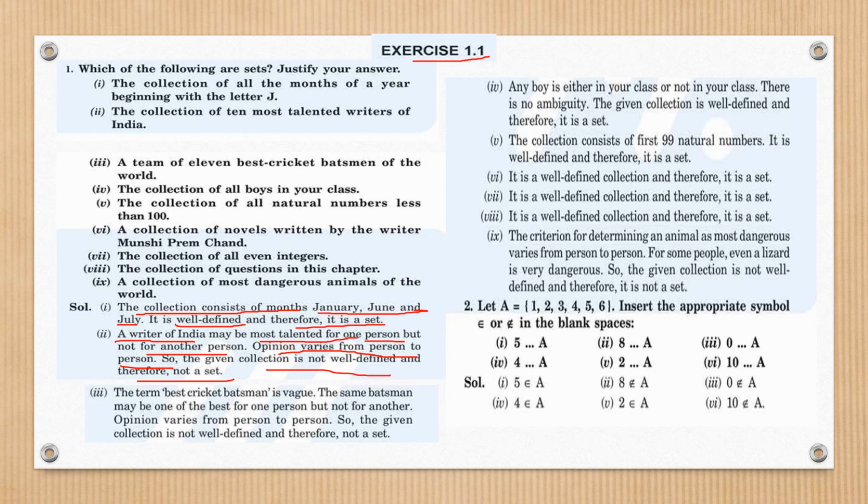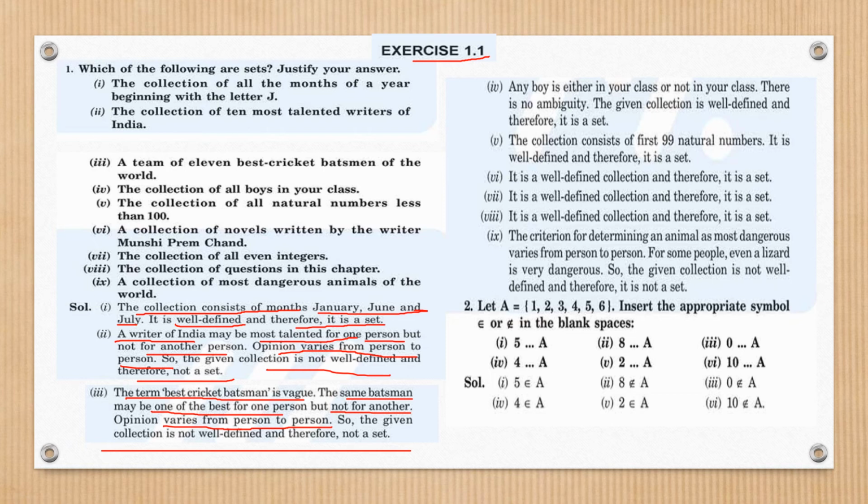A team of 11 best cricket batsmen of the world. Again, the same thing is there. The term best cricket batsman is vague, because the same batsman may be one of the best for one person but not for some other. So that means again opinion varies from person to person. So this collection is not well defined, therefore not a set.